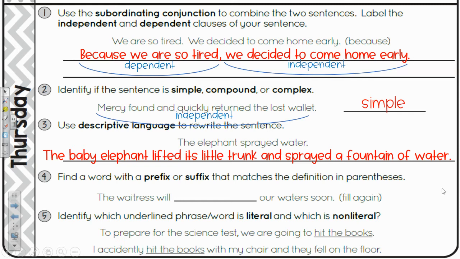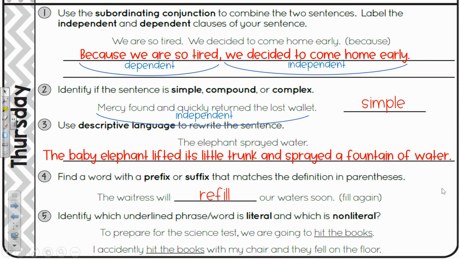Finally, numbers 4 and 5. 4 wants us to find a word with a prefix or suffix that matches the definition in parentheses. I bet if you only looked at the parentheses that says fill again, you probably already know a word that means to fill again. The waitress will blank our waters soon. What word? To do something again, you use that prefix re, so it's the waitress will refill our waters soon.